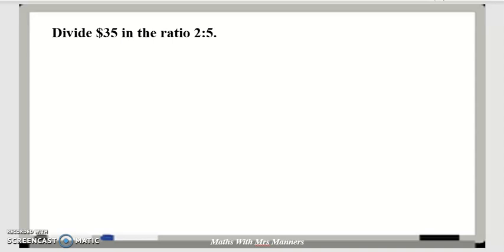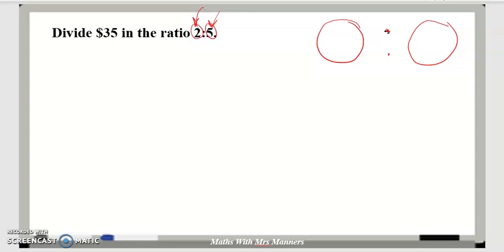So you need to work out two quantities. So when it says divided in the ratio 2 to 5, you're going to end up with one quantity representing 2 parts of this ratio and another quantity representing 5 parts of this ratio. So we're going to be sharing or dividing a quantity in a given ratio. So the easiest way to do a question like this is to look at a ratio as parts.